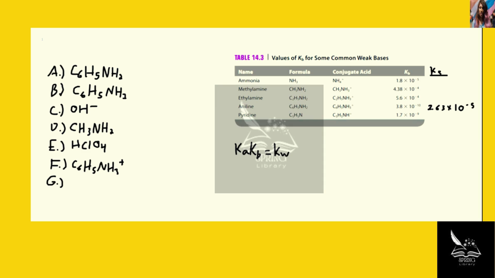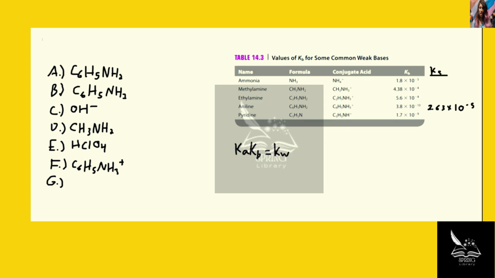Now, which is the stronger acid: C6H5NH3 plus, aniline's conjugate acid, or methylammonium, CH3NH3 plus? Now, remember, the weaker the acid, the stronger its conjugate base, and conversely, the weaker the base, the stronger its conjugate acid. So the one that's going to be the stronger acid is the one whose base is weaker. Methylamine has a higher Kb value than aniline, so methylamine is a stronger base than aniline.